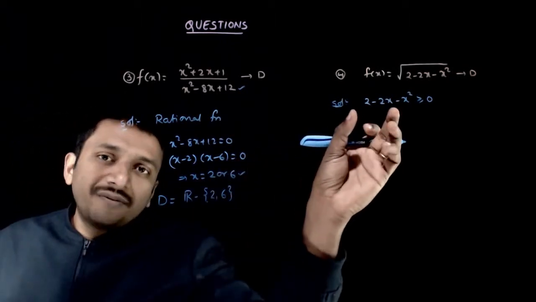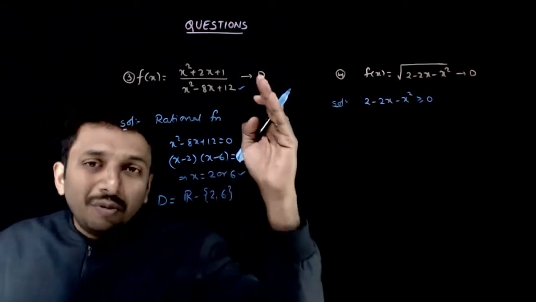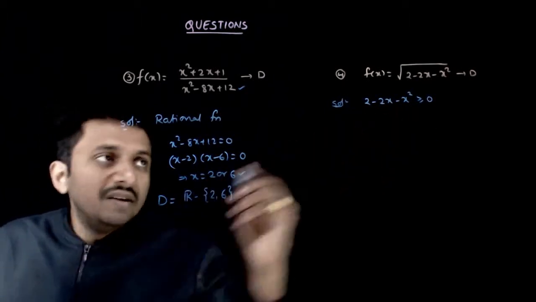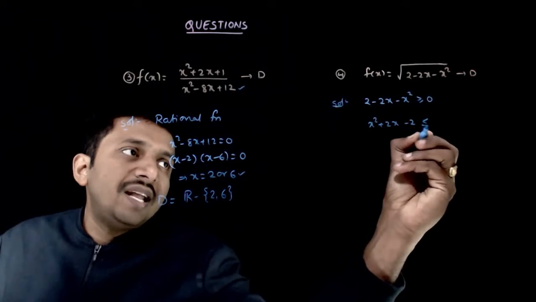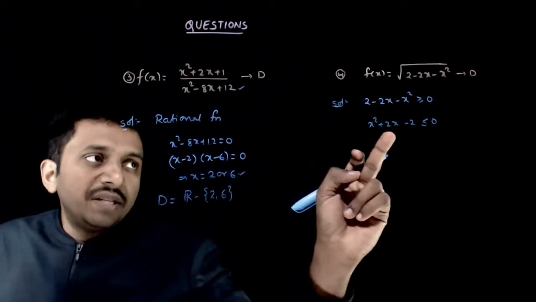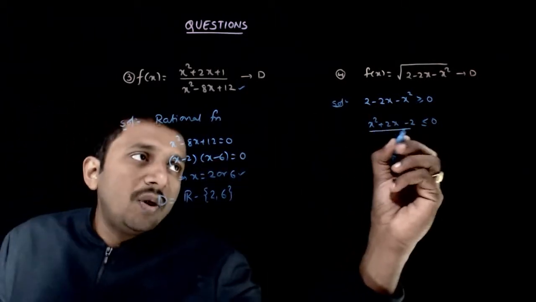So what we do is we first make the leading coefficient positive. That is, you multiply both sides of the inequality by minus 1. So you get x square plus 2x minus 2 is less than or equal to 0. So it's a quadratic inequality.